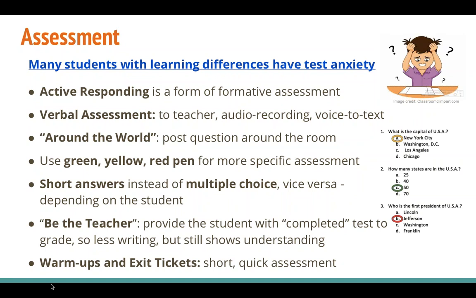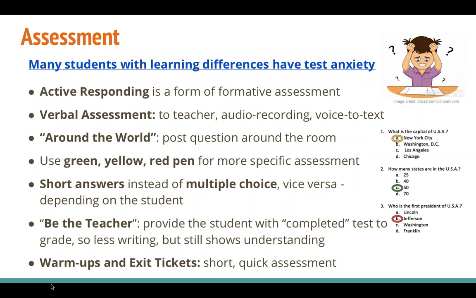Short answers instead of multiple choice, or vice versa, depending on the students. Some students cannot do multiple choice. They have difficulties limiting their answers to the word choice that you formed, so they need short answers instead. Some students cannot answer in short answers because they don't know how to formulate the words to represent what they know, so multiple choice is more appropriate. So depending on the student, even if the rest of your class is doing one, it may be prudent for you to provide the other method of showing what they know.